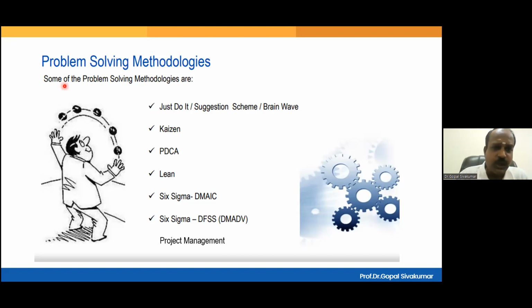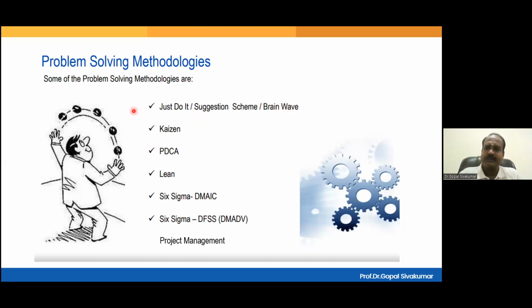Now, in order to solve all these problems, we need problem-solving methodologies. Am I right? Yes or no? Now there are different methodologies that are written here. Certain methodologies are called Just Do It. What is Just Do It? You have a problem, you also have a solution, and it doesn't require much effort. Then what should you do?